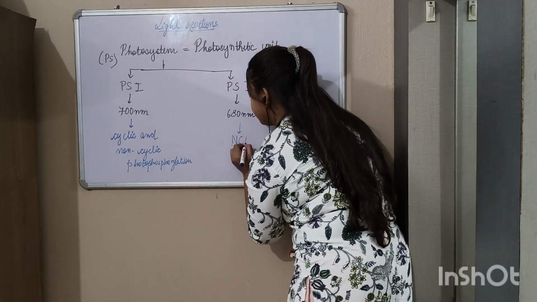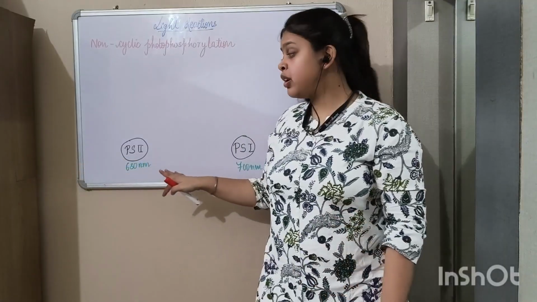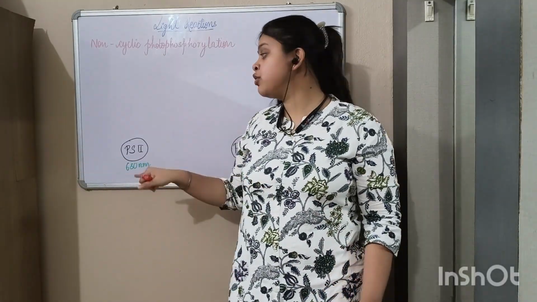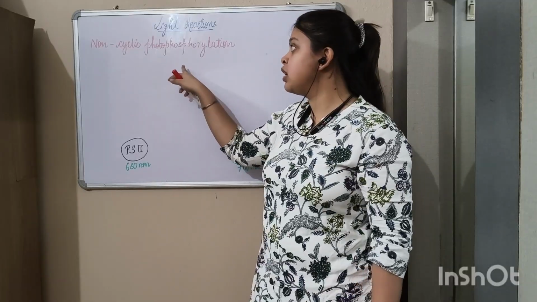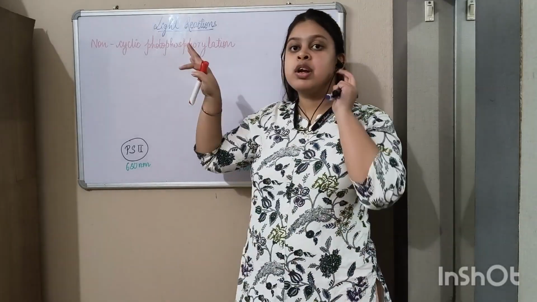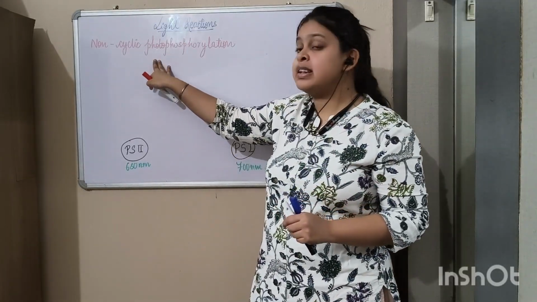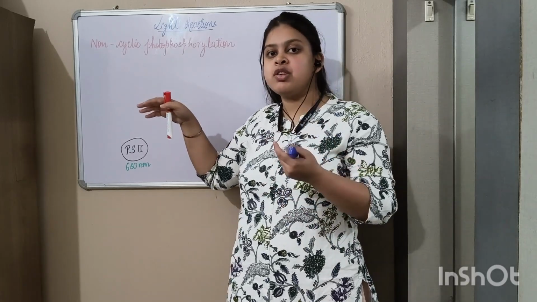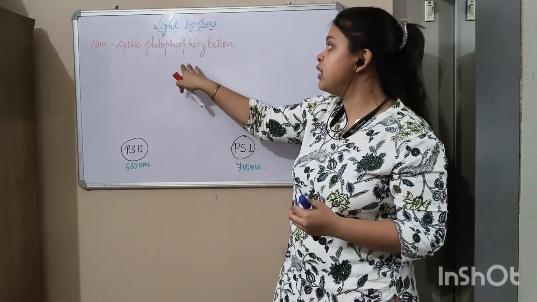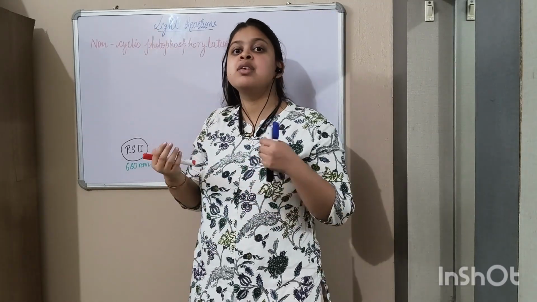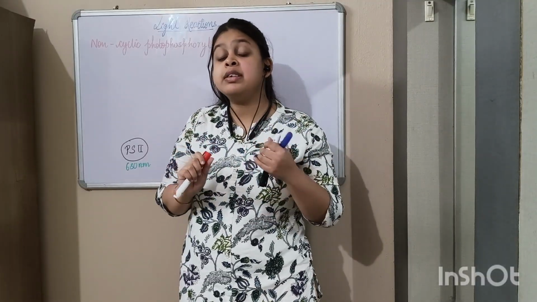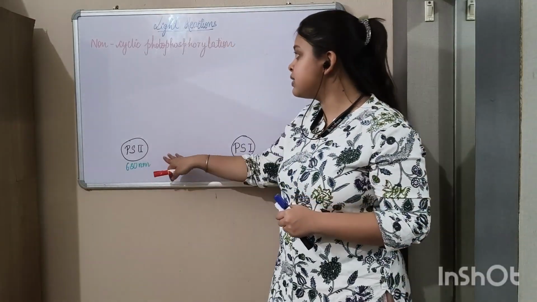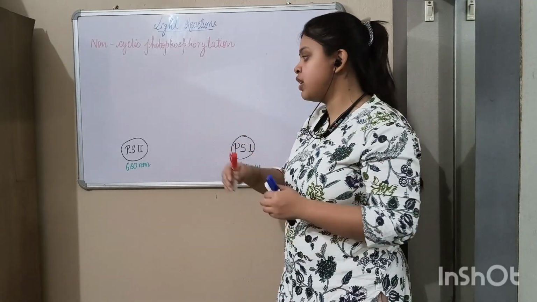Now that we have understood the basic concepts of the photosystems, we will now see the non-cyclic photophosphorylation. Break this word, photophosphorylation. Again, photo means light and phosphorylation means generation of ATP. So in the presence of light, there is generation of ATP that will be further used during the dark reaction. So let's start the non-cyclic photophosphorylation.